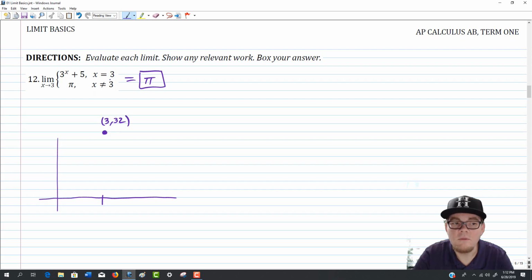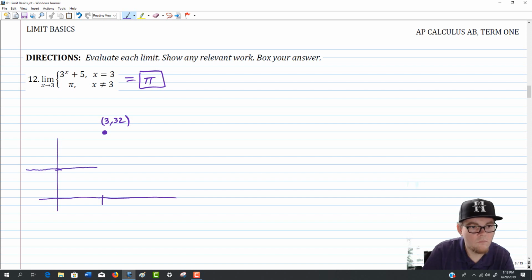Now that's when x equals 3. When x doesn't equal 3, as in when x equals 1, or 15, or -7, or 2/3, or pi plus e, whatever the number might be, we just have y equals pi. Which means for every other value, assuming pi is somewhere like right there, we just have the constant function y equals pi.